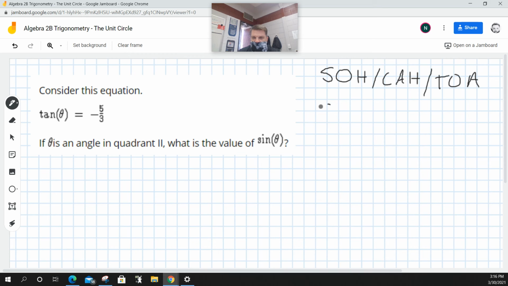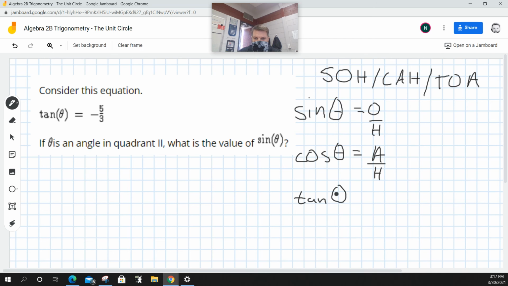And that means that sine is equal to the opposite over the hypotenuse. Cosine is equal to the adjacent over the hypotenuse. And tangent, and usually we would put theta in there, so maybe I should put theta in there. So sine of theta is the opposite over the hypotenuse. Cosine of theta is the adjacent over the hypotenuse. And tangent of theta is the opposite over the adjacent.